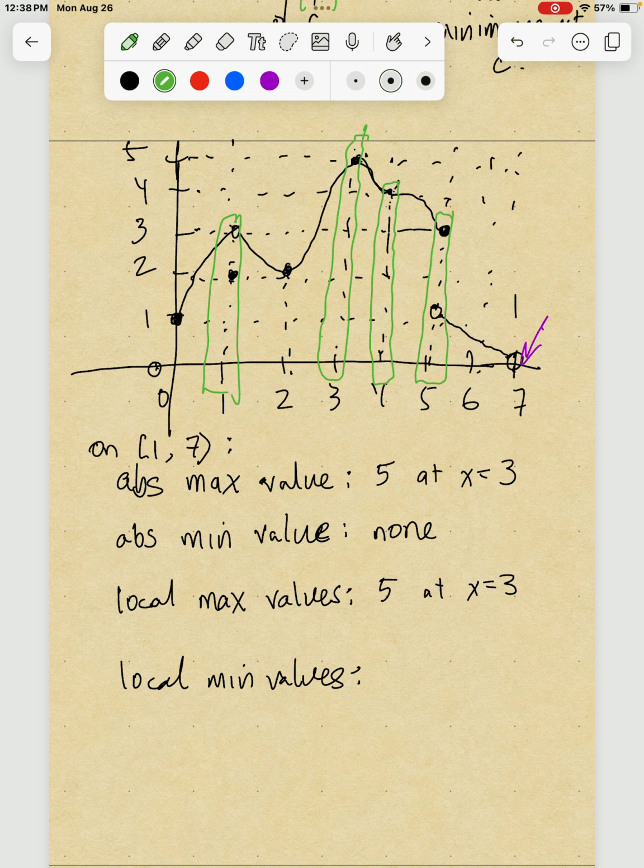Well, here the y value is actually 2, and there is an interval, right? If you just look slightly to the left and slightly to the right, all the y values are up here. So they're all bigger than 2. So actually there is a local minimum value of 2 at x equals 1. Okay, what about here at x equals 2? That is a local minimum value.